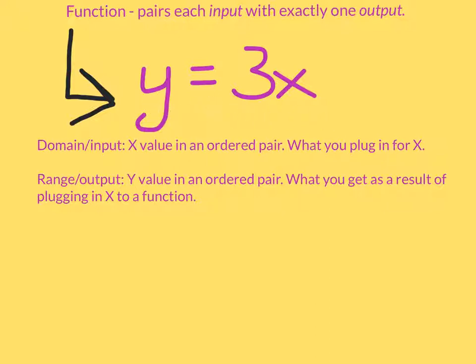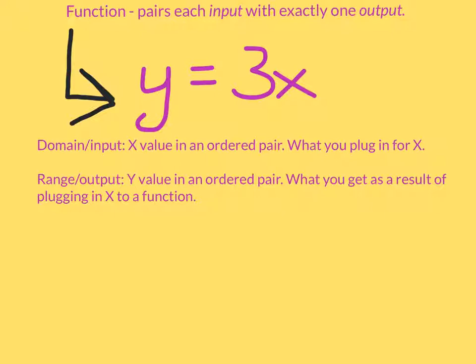So what is an input and what is an output? Okay? Another word for input is the domain. And an input is any x value that you put into an ordered pair. So it's whatever we put in for the variable x. Okay? The range, or the output, is the y, and that's going to be a result of whatever you get when you put in your input. That's a lot of words that I just said there. So let me give you an example.